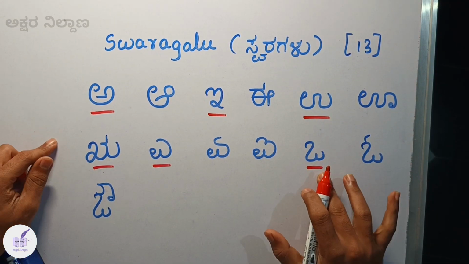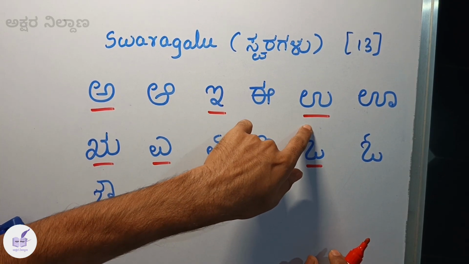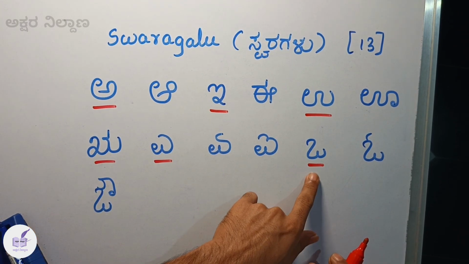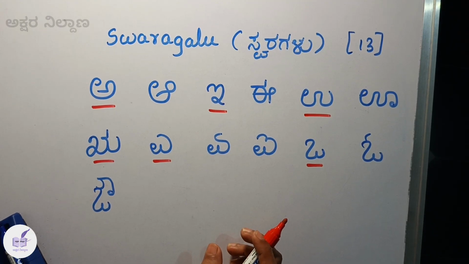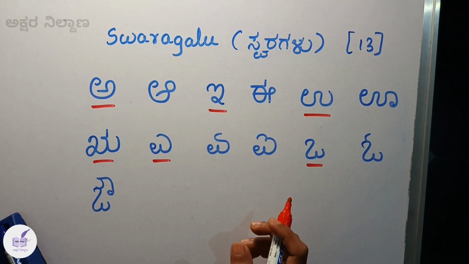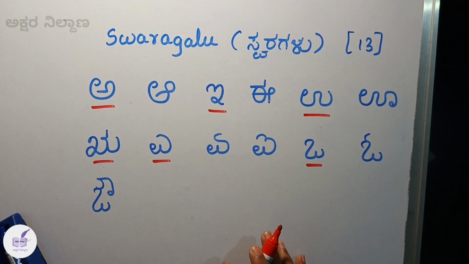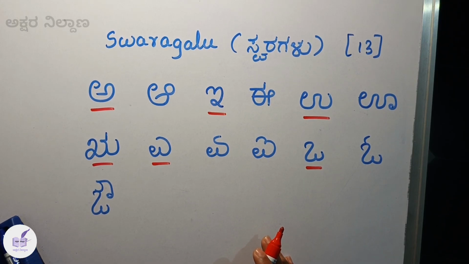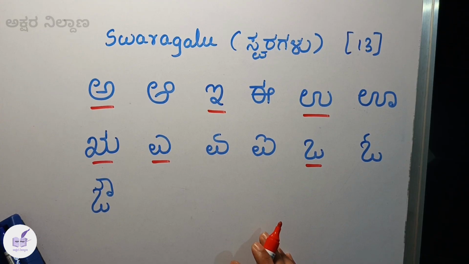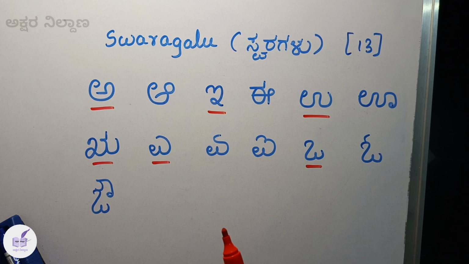You get 6 letters here: A, E, U, Ru, Ye, and O. These are short sounding letters which need less energy to pronounce. These are called Rasva Swaragalu. What do you mean by Rasva Swaragalu? Rasva Swaragalu are the sounds which need a short time to pronounce.